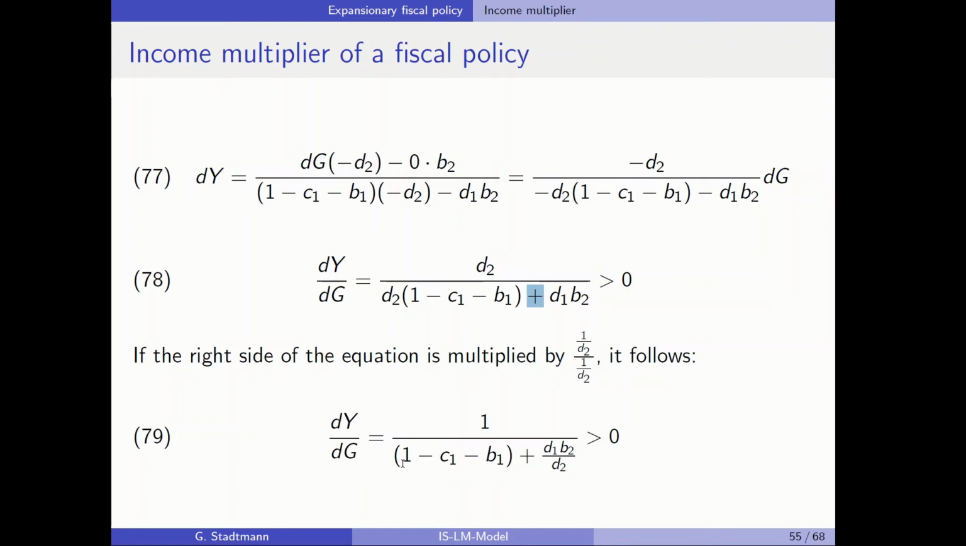Now we can check whether this expression is positive or negative. It's the case that this expression is positive because we only have positive elements here, and the term in brackets is positive because we assume that the sum of c1 plus b1 is smaller than 1. So the whole expression is positive, and therefore we can interpret this relationship in the following way. If the government increases government spending, then GDP is affected in a positive way. GDP increases.